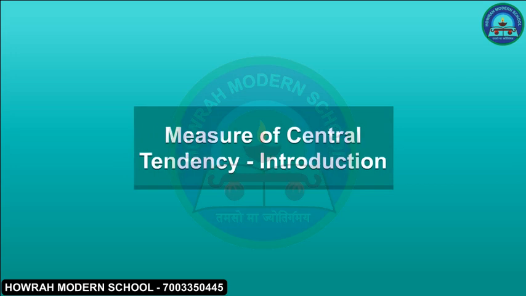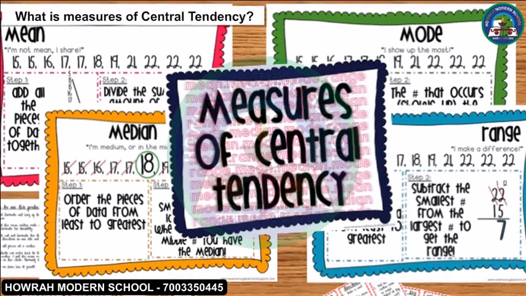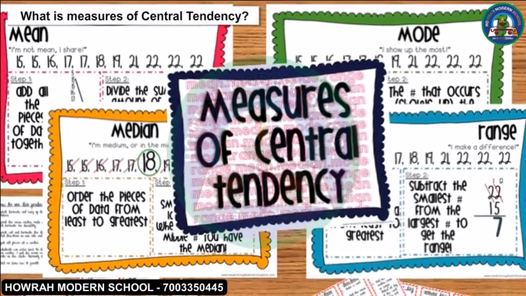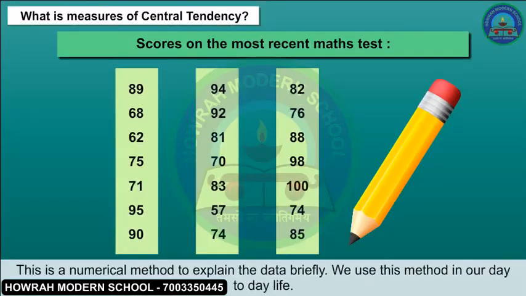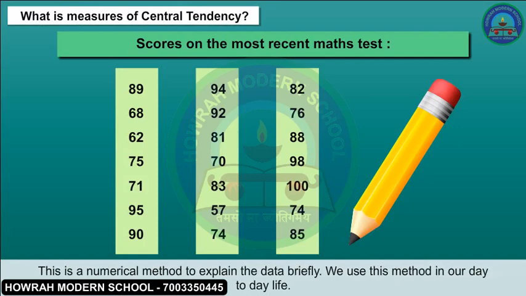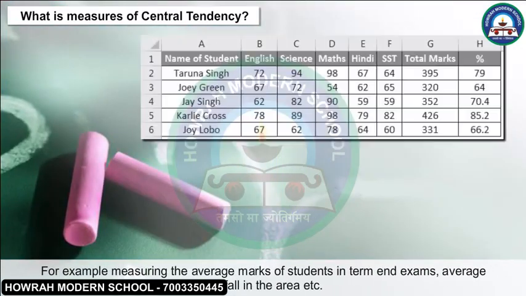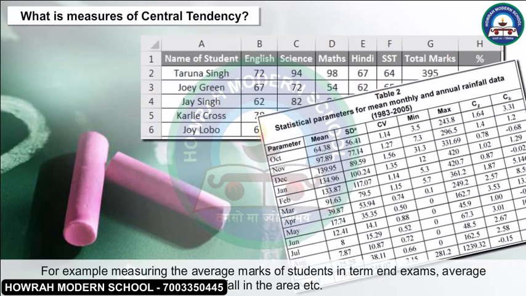Measure of central tendency. Introduction. What is measures of central tendency? This is a numerical method to explain the data briefly. We use this method in our day-to-day life. For example, measuring the average marks of students in term-end exams, average rainfall in the area, etc.